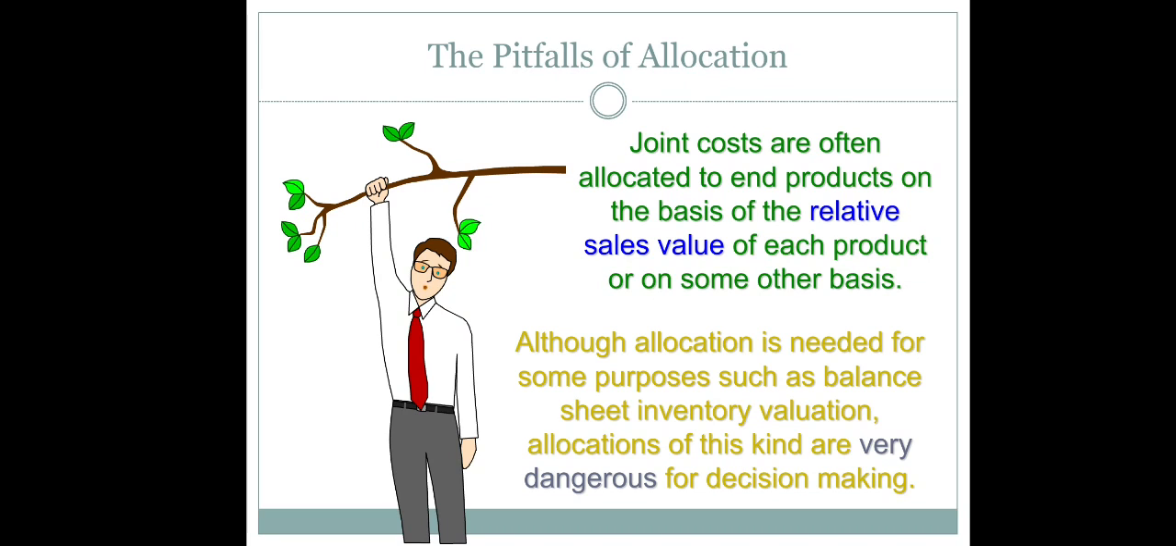The joint cost. Remember the joint cost? The joint cost is the cost that you have to pay to process the raw material and produce several joint products. So that is the joint cost. Joint costs are often allocated to end products on the basis of the relative sales value of each product, or on some other basis. Although allocation is needed for some purposes, such as balance sheet inventory valuation, allocations of this kind are very dangerous for decision making.